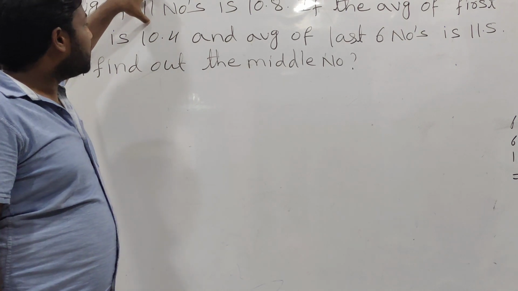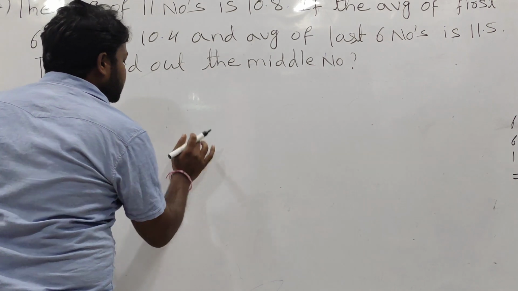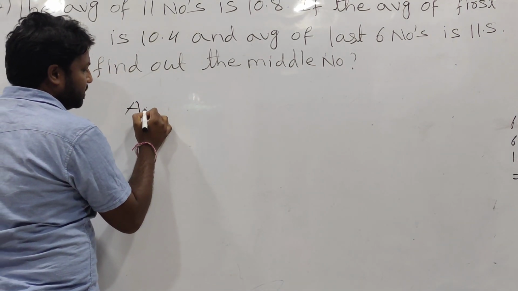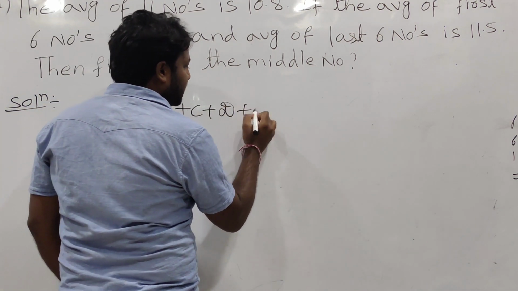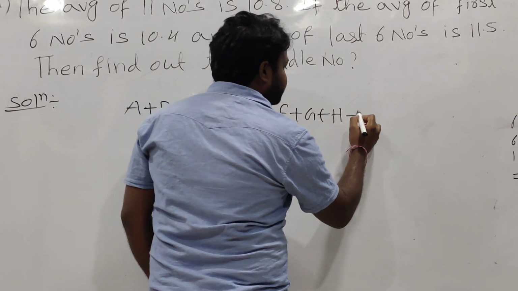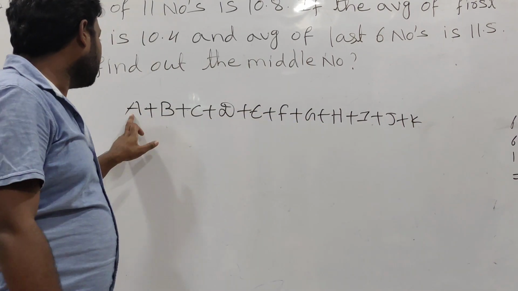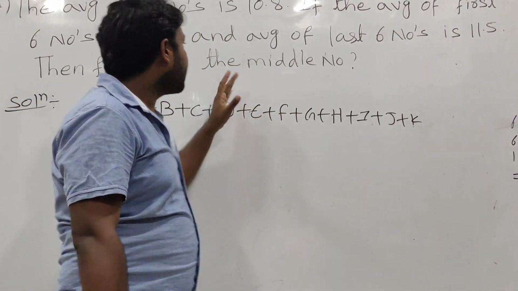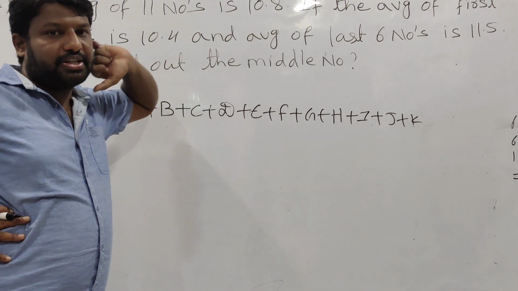Whenever the numbers given are greater than the total numbers, I will tell you how to do that directly. See this? So I am taking these 11 numbers as A, B, C, D, E, F, G, H, I, J and K. So these are the 11 numbers, 1, 2, 3, 4, 5, 6, 7, 8, 9, 10, 11. Okay, I am taking the average of 11 numbers. So average is given 10.8.